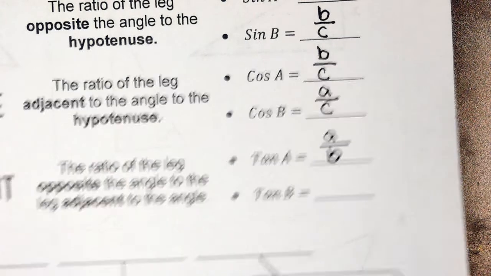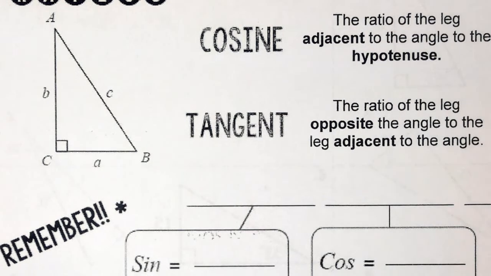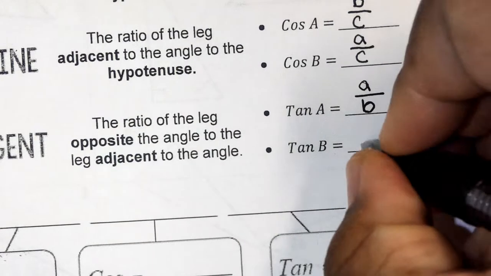From angle B, they want you to do tan. Say it louder. You're doing hypotenuse again. B over A.